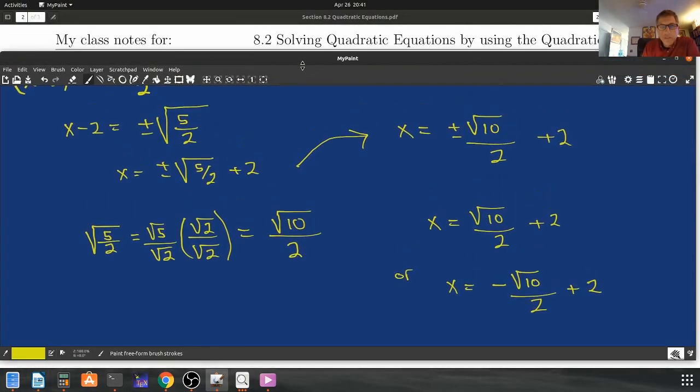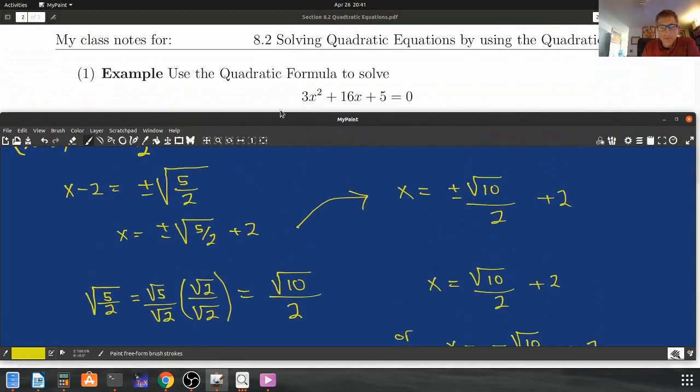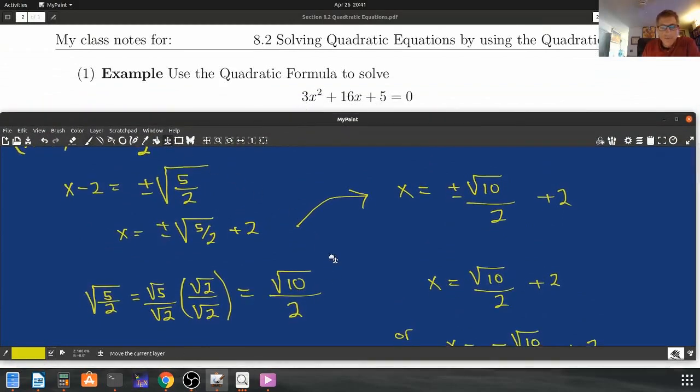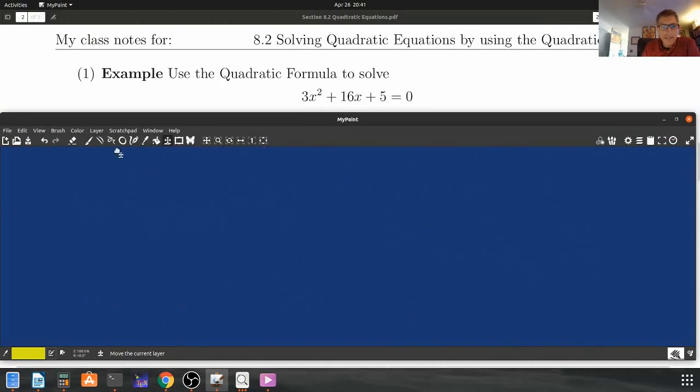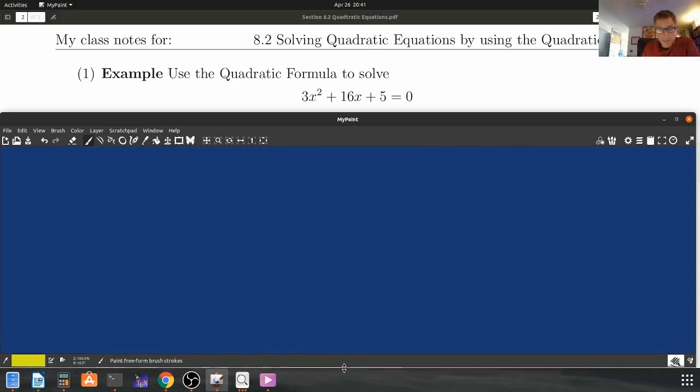And in your test on this, there will only be a few questions. You will have to solve it the way I indicate. If I tell you it needs to be solved by completing the square, you have to solve it by completing the square. If I say solve it any way you want, you can solve it any way you want. If I tell you you have to solve it using the quadratic equation, you have to solve it using the quadratic equation.